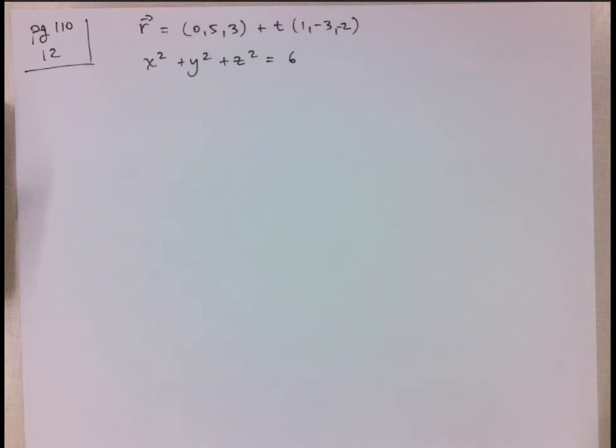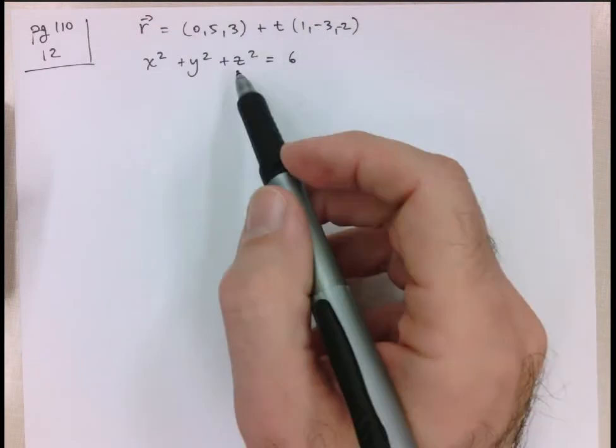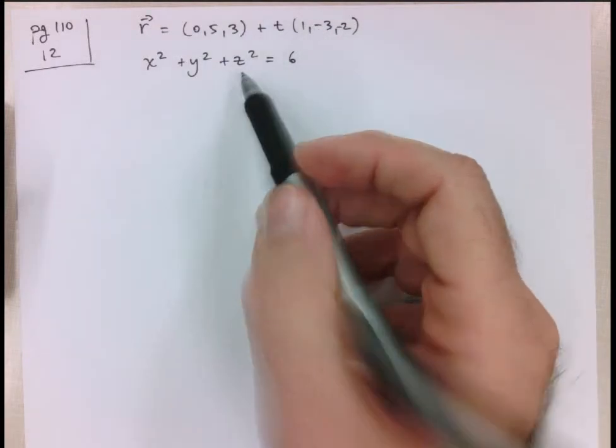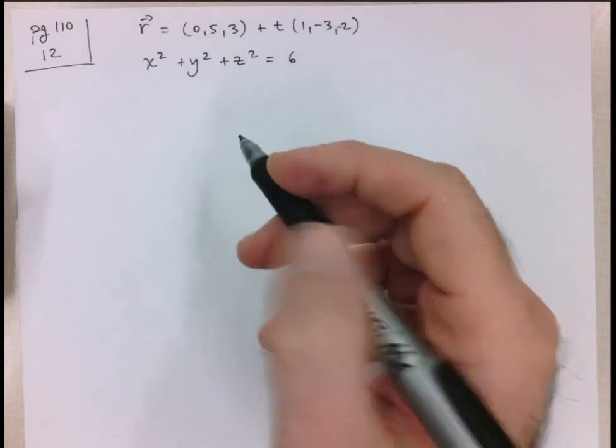Hi folks, we're going to take a look at question 12 from page 110. Here they give us the equation of a line, and they give us the equation of what they tell us is a sphere, and they ask us to see if there's any intersection between the line and the sphere.